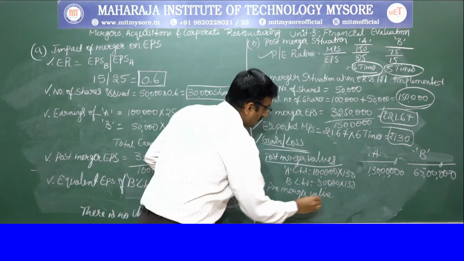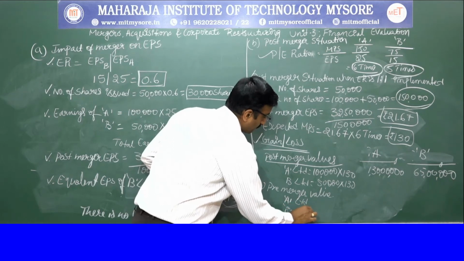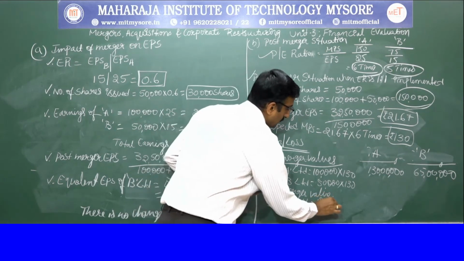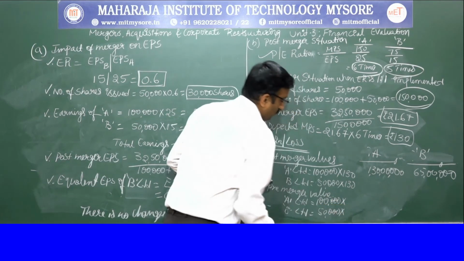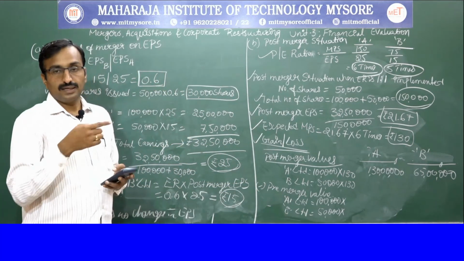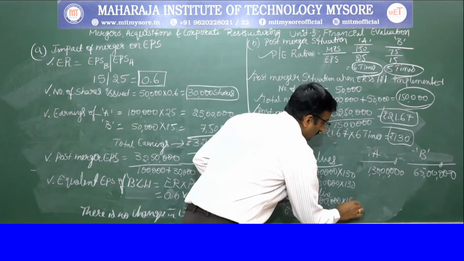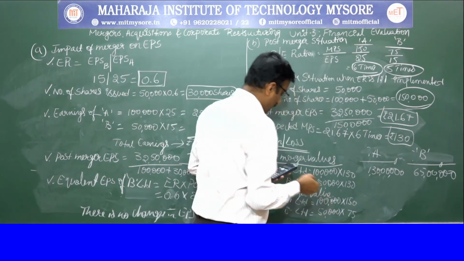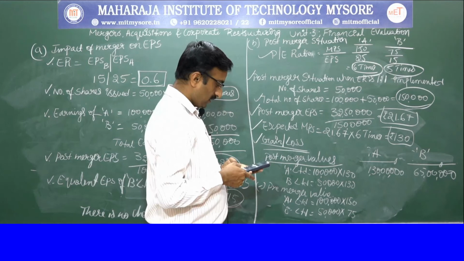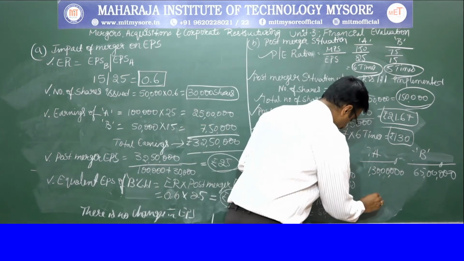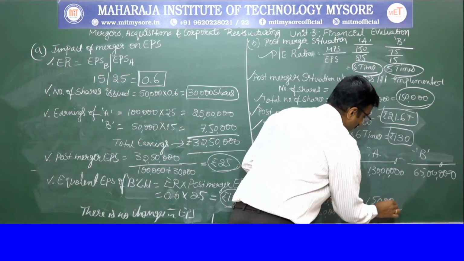Pre-merger value, if you consider, that is A Limited and B Limited. 1 lakh and 50,000 into... So the values of pre-merger, they have given in the problem itself. It is 150 and 75. 150 you consider, then 75. So 1 lakh into 150, sorry, it is 1 crore 50 lakh.